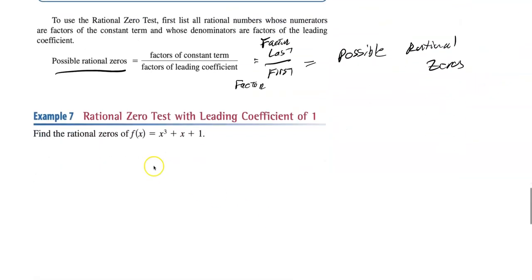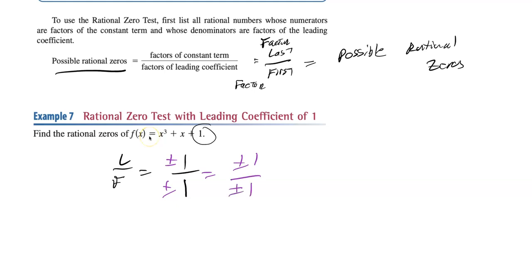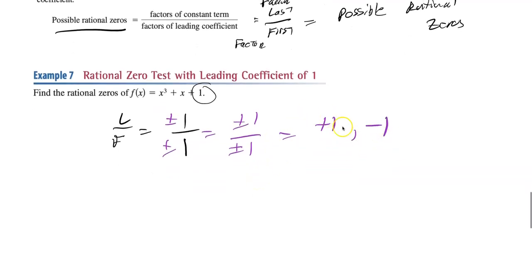So here, find all the rational zeros of this guy. We're going to do last over first. My last one is 1, over my first one, which is also 1, because it's cubed, 1 in front. Now what we have to do is find all the factors. Factors of 1 is easy. It's just plus and minus 1. We always have to do plus and minus. So our choices are positive 1 over 1, which is 1, or negative 1 over 1, which is negative 1. Now, how do I find out which of these are 0?